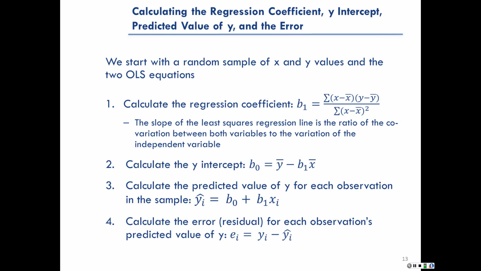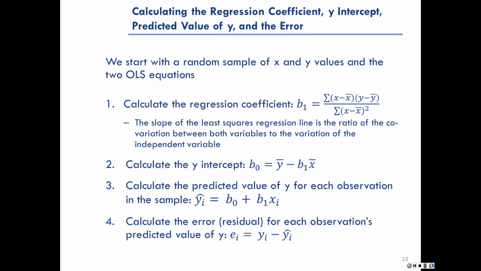where you're subtracting the mean of x for each individual data point, squaring it, and summing it. And so beta 1 is equal to the numerator divided by the denominator. And so this represents the slope of the least squares regression line. And what that represents is it's actually the ratio of the covariation between both variables x and y to the variation of the independent variable on its own.